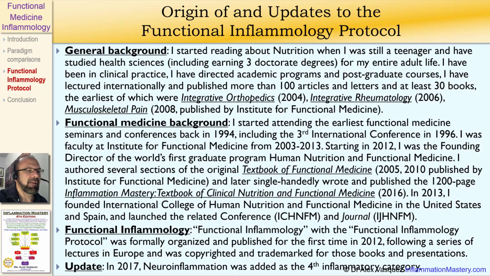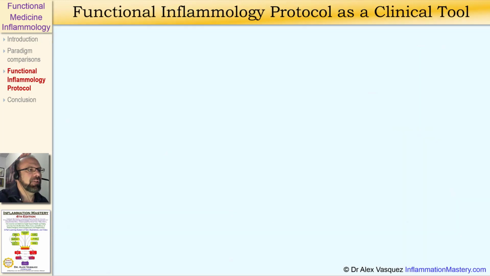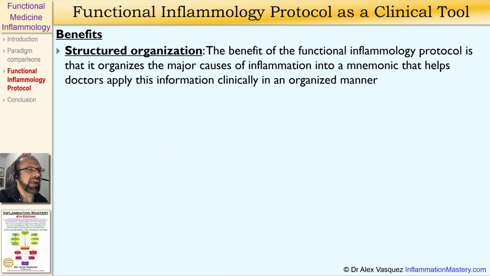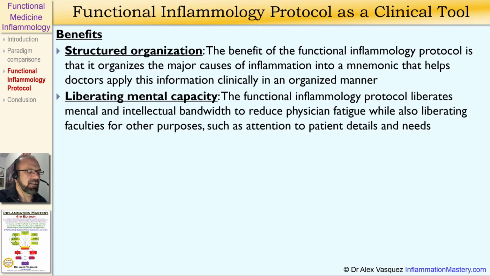I added neuroinflammation as the 4th category of inflammatory conditions. The benefit to using the functional inflammology protocol as a clinical tool is that it provides the clinician a structured organization of the major concepts that we need to address clinically in order to help our patients be liberated from these so-called chronic inflammatory diseases. So the first step in liberation from these conditions is to stop calling them chronic diseases and calling them sustained diseases.